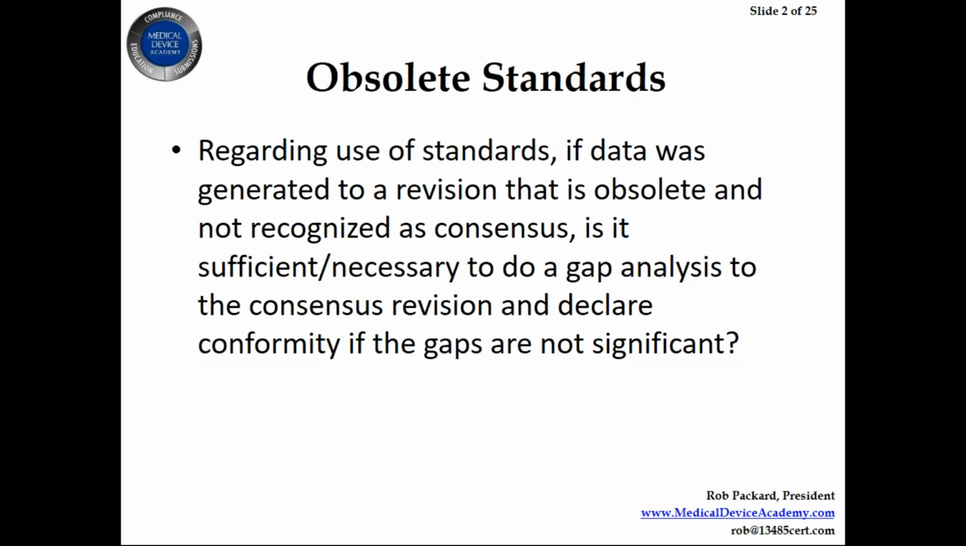Okay, our first question was related to obsolete standards. The person asked if the information that was required for a previous standard has changed, so now that standard's obsolete and there's a new version of the standard out, and they're not quite sure whether the testing that they performed in the past, maybe for CE marking, meets the new requirements for the 510K. What should they do? Is it sufficient to just do a gap analysis? And if the differences between the old version and the new version are not significant, can they just go ahead and submit and declare it's conforming? And the answer to that in general is no.